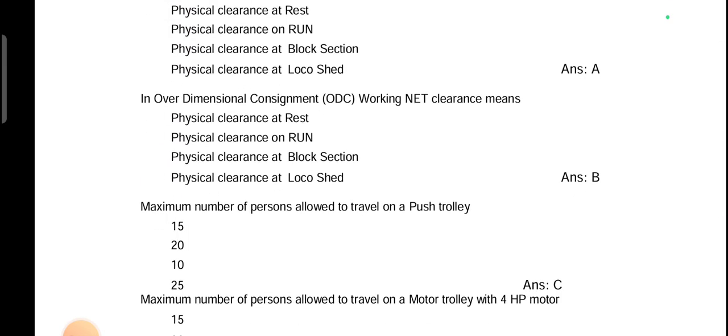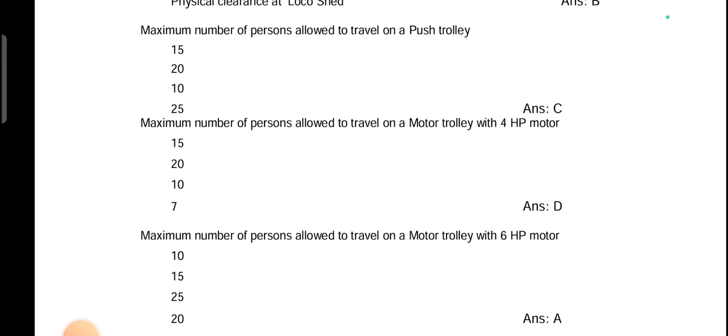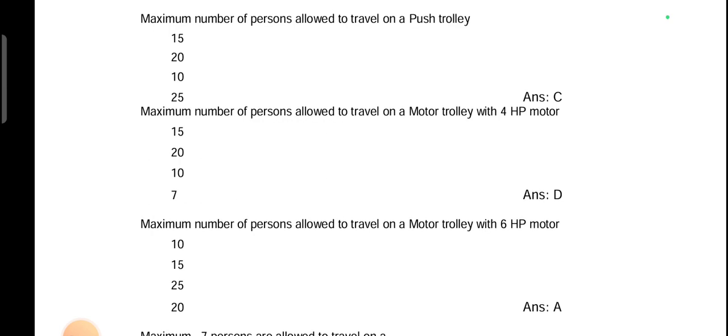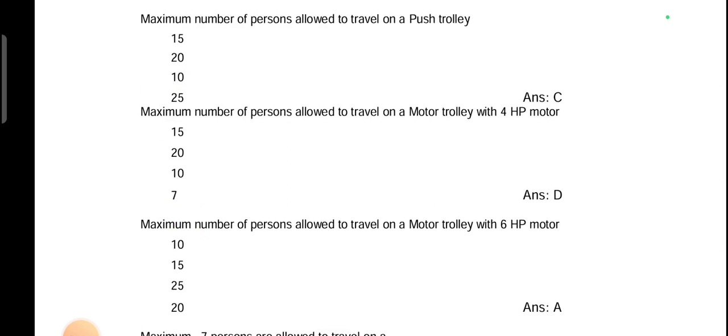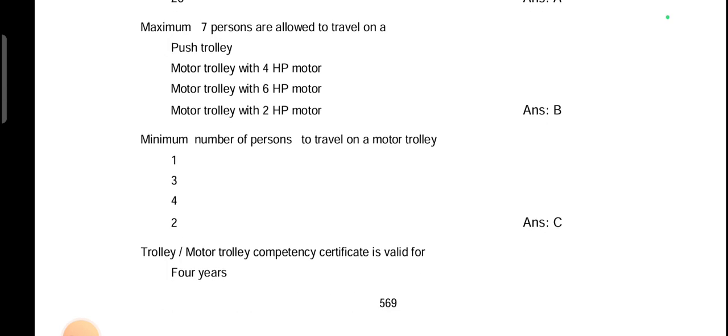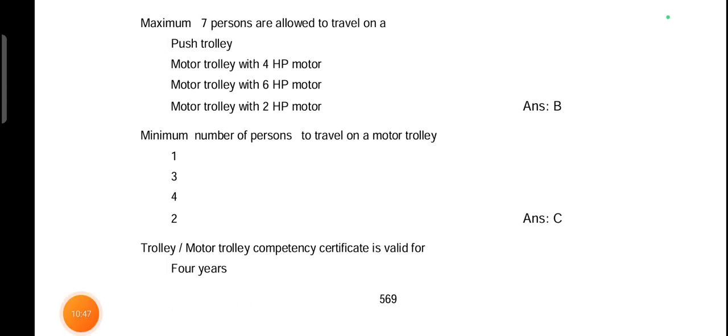Next, maximum number of persons allowed to travel on a push trolley: 10. Next, maximum number of persons allowed to travel on a motor trolley with 4 HP motor: 7. Next, maximum number of persons allowed to travel on a motor trolley with 6 HP motor: 10. Next, maximum 7 persons are allowed to travel on a push trolley.